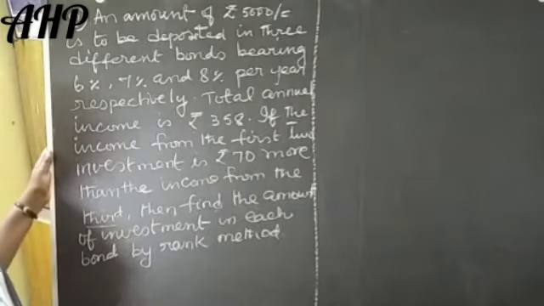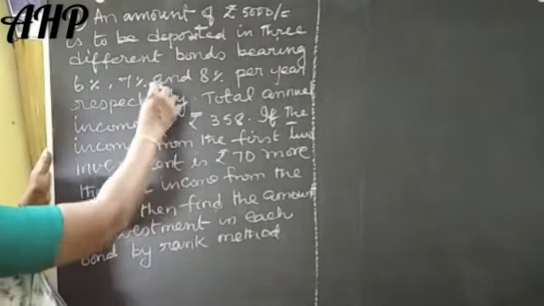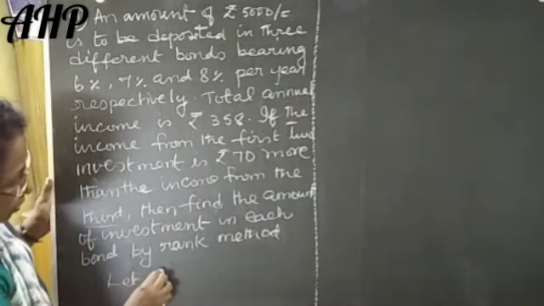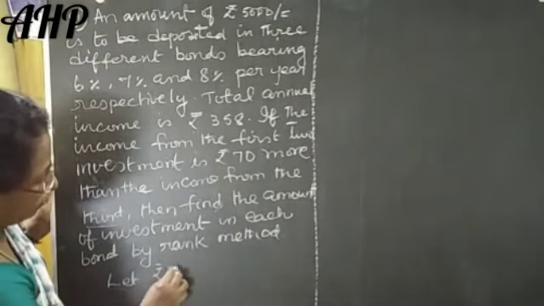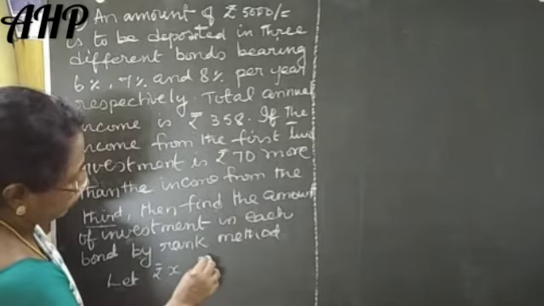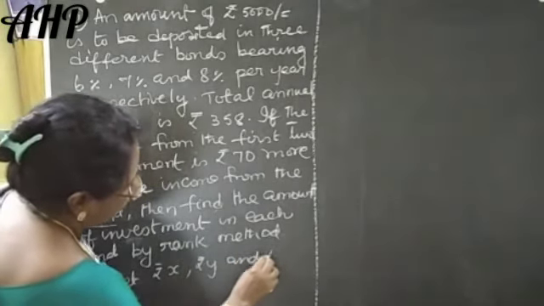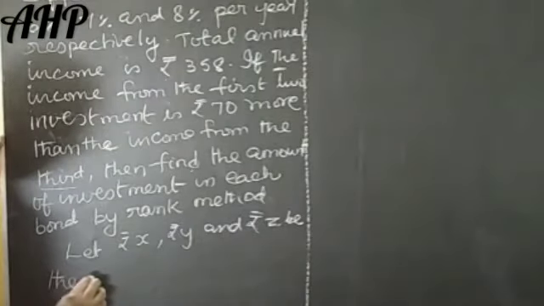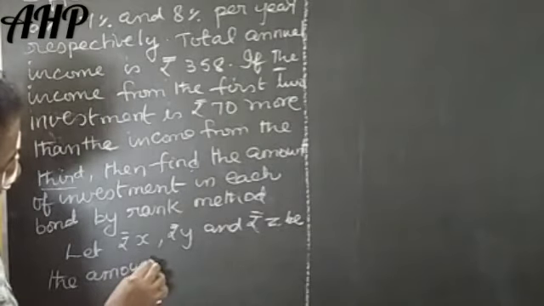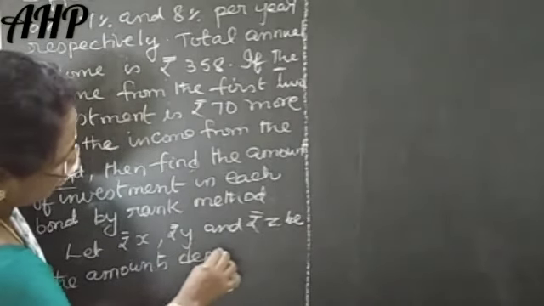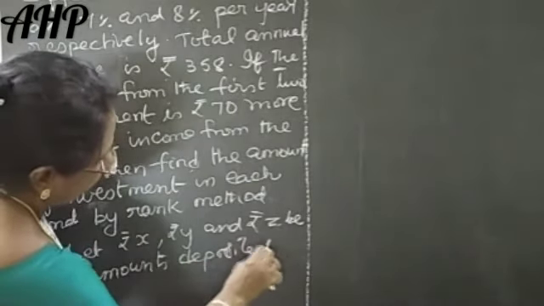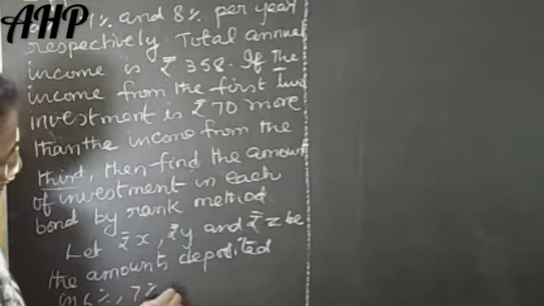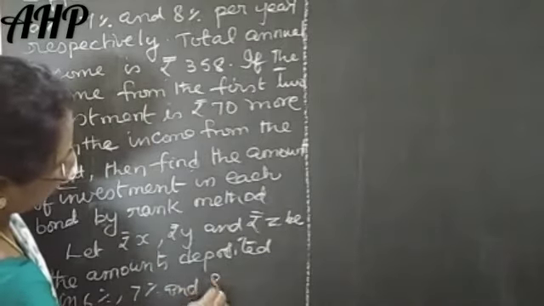Let us assume the investments in the 3 different bonds be X, Y and Z. Let rupees X, rupees Y and rupees Z be the amounts deposited in the 6%, 7% and 8% bonds.